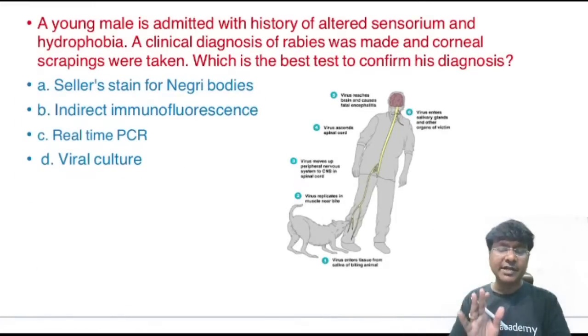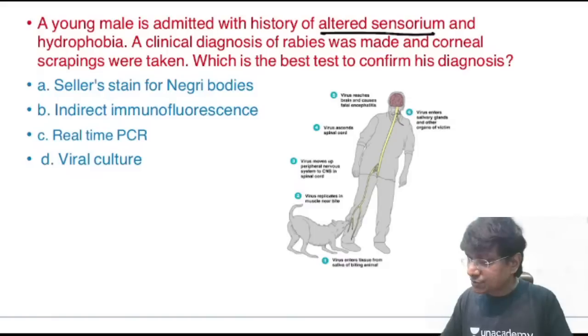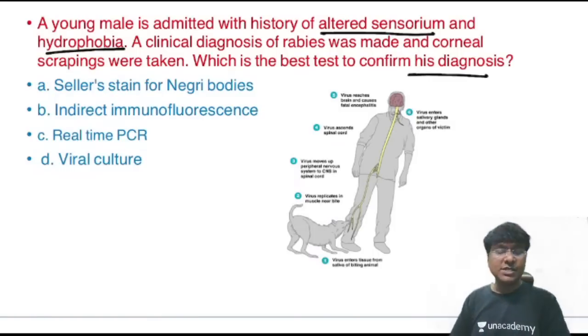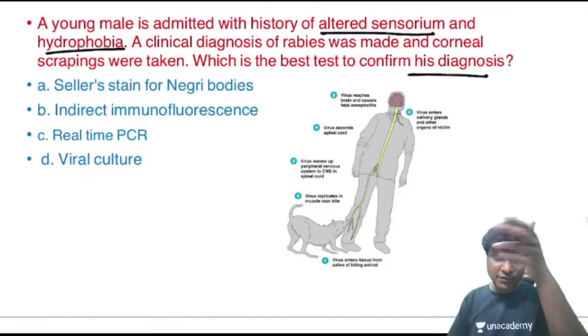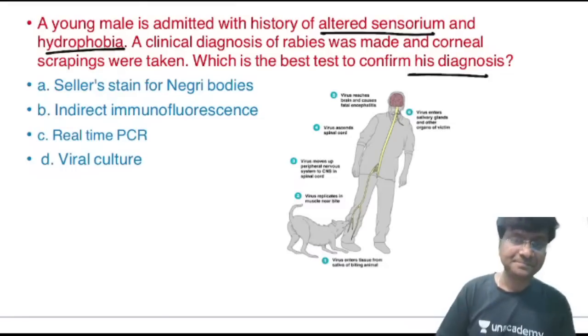Now another very important area where questions will be asked is the rabies infection, that is dog bite. A young male is admitted with history of altered sensorium and hydrophobia. A clinical diagnosis of rabies was made and corneal scrapings were taken. Which is the best test to confirm his diagnosis? Cellular stain for Negri bodies, indirect immunofluorescence, real-time PCR, viral culture. So for rabies, what is the investigation of choice?